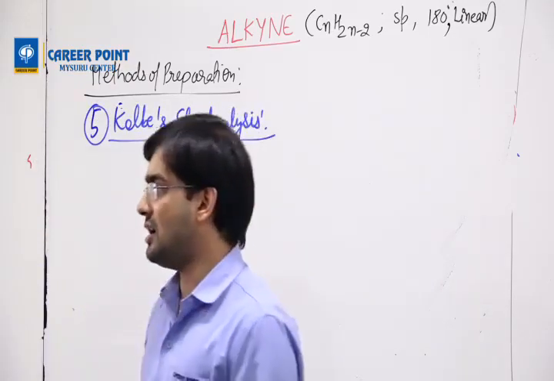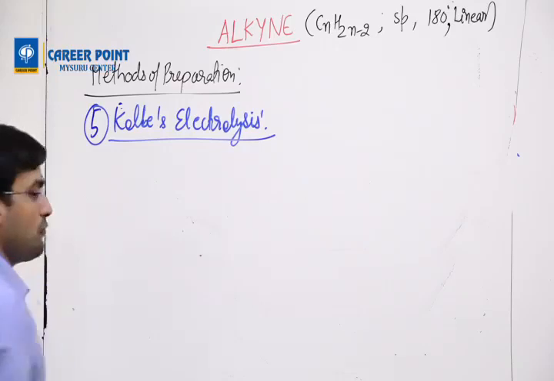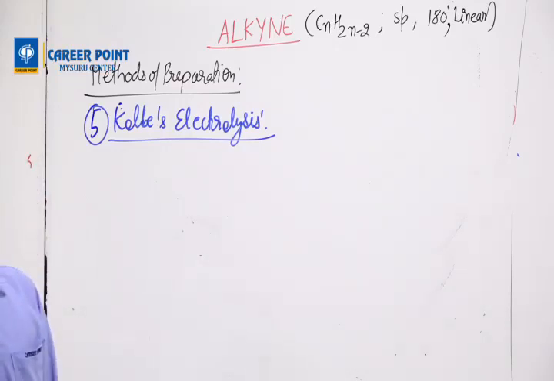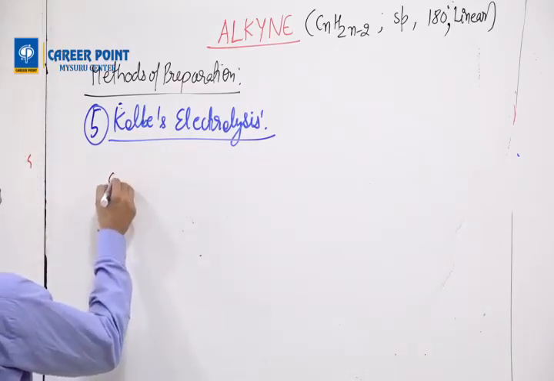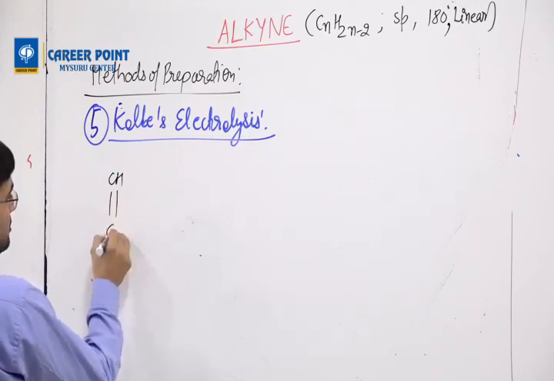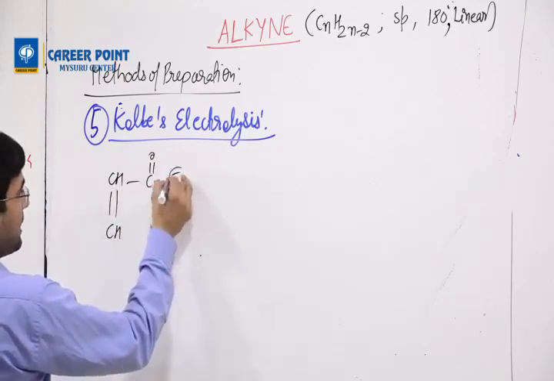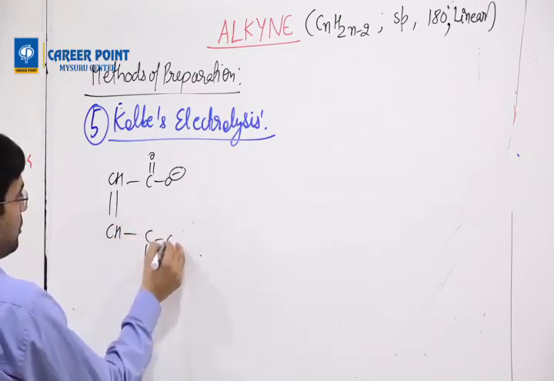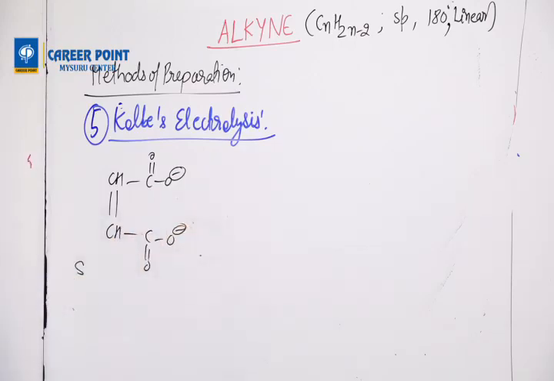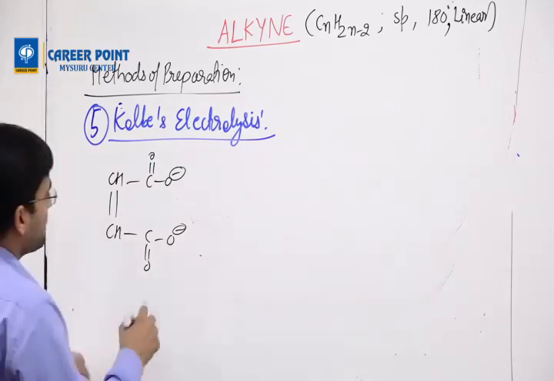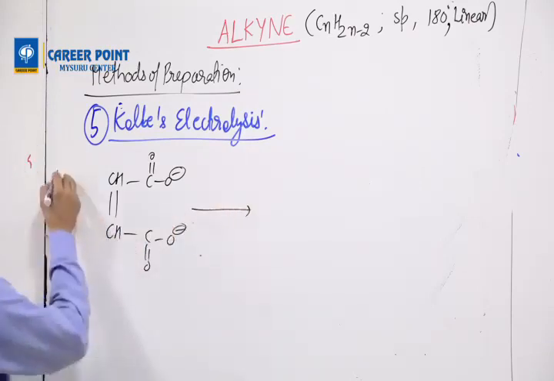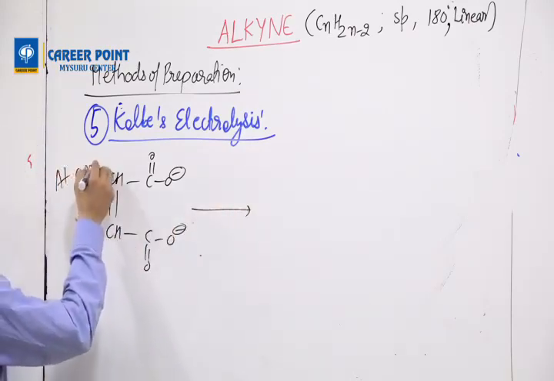Understood? Now here, I want to form alkyne. To form alkyne, it should already have a double bond, something like this: CH double bond CH, with COO minus on each end. This is called succinic acid. So now, this is at anode.